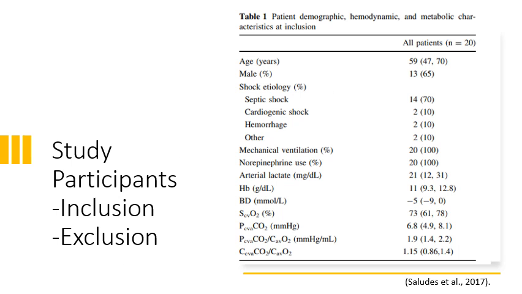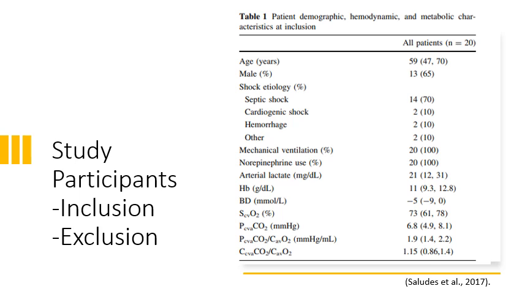Due to the unique specificity of this study, only 20 participants were included in the prospective analysis. The authors depicted their inclusion criteria in the table provided. Most notably, median age was 59, 65% of the subjects were male, 70% were experiencing shock from a sepsis etiology, and all participants were given norepinephrine and under mechanical ventilation.